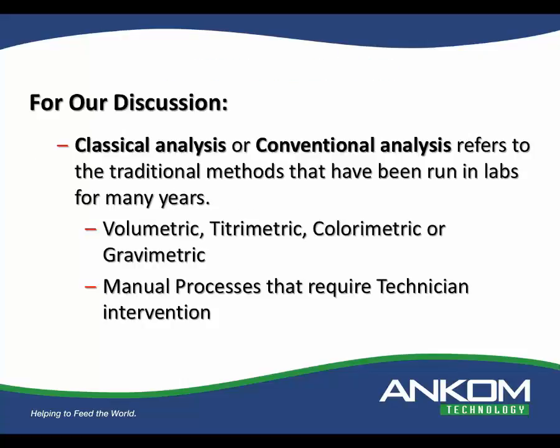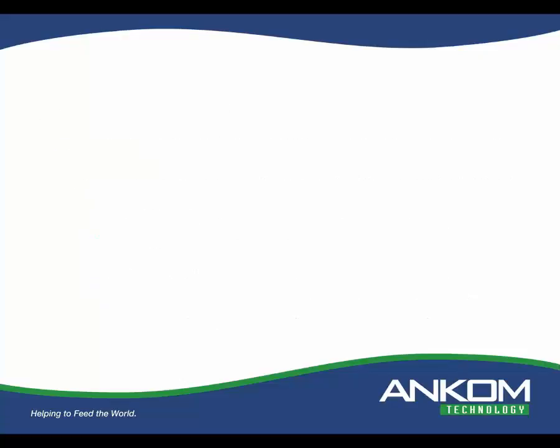All right, for our discussion, so we're all on the same page, Chris and I will throw a lot of terms around, but we want to make sure that we're all on the same page. So when we say classical or conventional method, we're referring to the method that has been run in the lab, generally on the benchtop for many years, maybe even decades. They generally are volumetric or colorimetric, gravimetric. They have a high reliance on glassware, and they require a large amount of technician intervention, and that's generally where the imprecision comes into play.